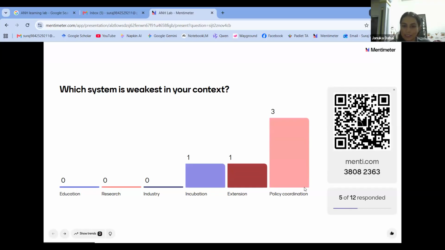Interesting. We are getting responses here, and I hope you all are seeing the responses live on the screen. So the option policy coordination is leading here.